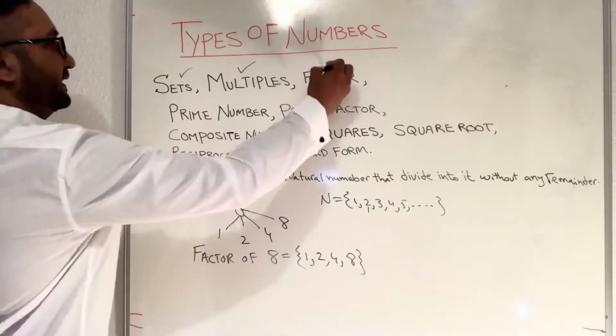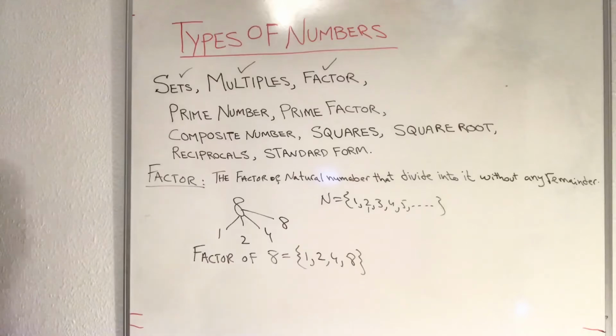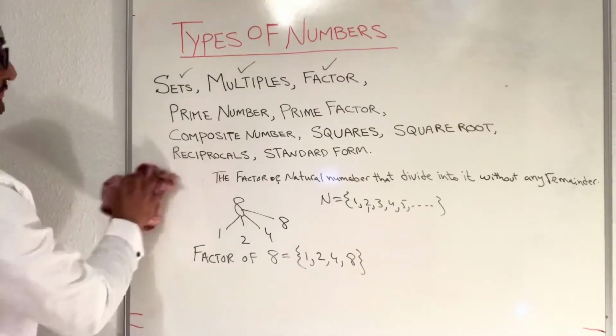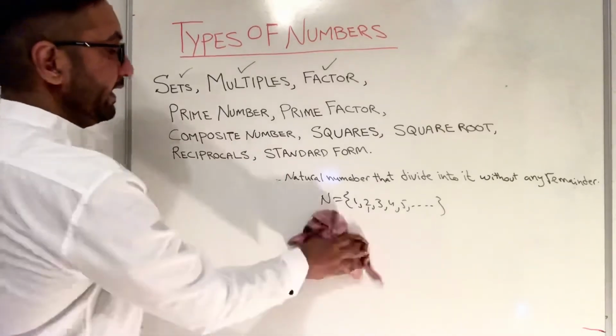So we have done factors. Now we are moving to prime numbers. What is a prime number? Prime numbers are those numbers that can be divided by 1 and itself.